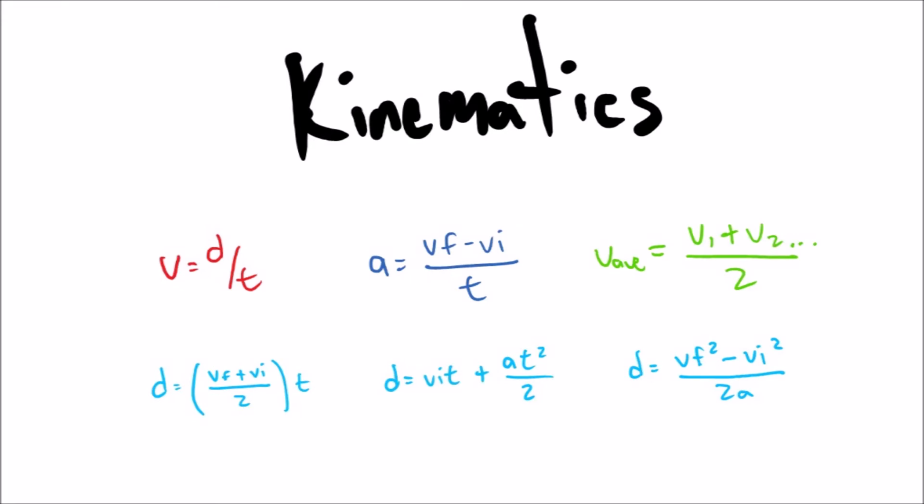For velocity and speed, both are equal to displacement over time. Average speed is equal to the sum of instantaneous speed divided by the number of speed variables. And acceleration is equal to the difference of final velocity and initial velocity divided by the time or duration. These are the equations for uniform motion.